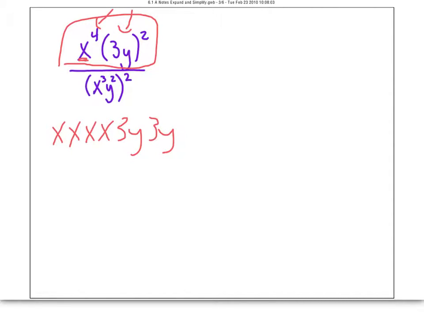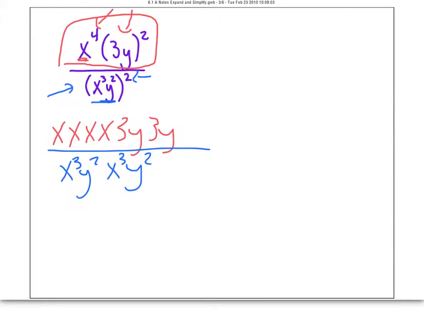Okay. Now I'm going to go ahead and expand the bottom. This whole piece has to happen twice. So I'm going to write that out as x cubed, y squared. And I'm going to do it one more time, x cubed, y squared. Now, to do complete expansion, I should look at the denominator or the bottom and actually expand out the x's and the y's. So let's go ahead and do that. I'm going to first rewrite the top again.